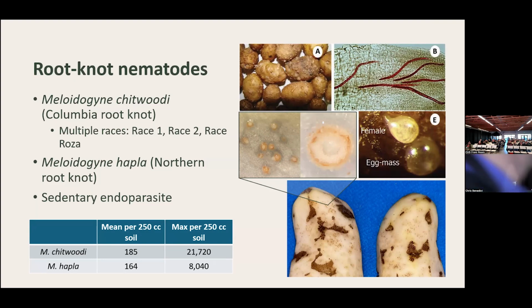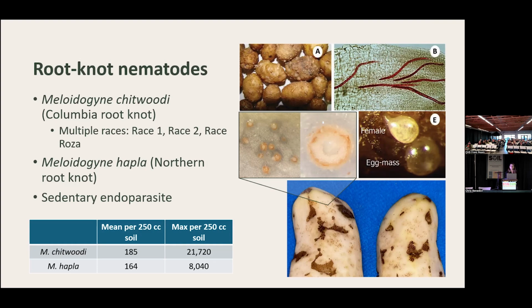When this happens, it causes blemishes beneath the surface of the skin, and with the Columbia root knot nematode, you'll also see galling on the surface of your potato. These have a pretty wide host range, which can include potatoes, wheat, corn, oats, tomato, and alfalfa, and we find them in all the potato growing areas of Washington, Oregon, Idaho, Colorado, and California.